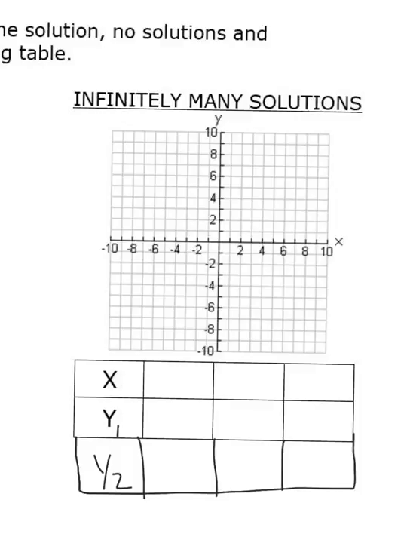For the last one, we're talking about infinitely many solutions. This is where we have the same line. And you will see questions similar to this on your test. It doesn't matter what line you pick. So here I'm just going to do a y-intercept of 3, up 2 over 2.